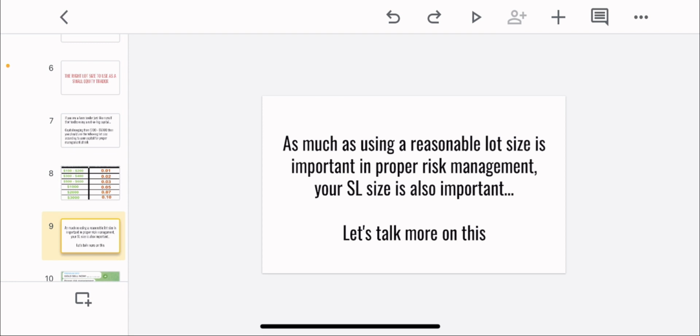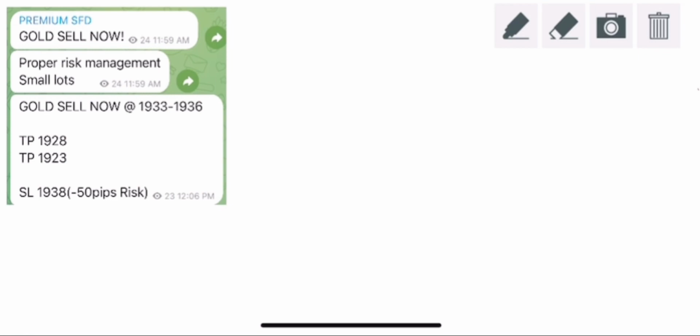As much as using a reasonable lot size is important in proper risk management, your SL size is also important. Let me show you the reason why I said your SL size is as important as your lot sizing. Let's go over to my whiteboard. As I told you, as much as you need to always use an appropriate lot size, it's important to also have a good stop loss size. SL means stop loss, so when I say SL, just know I'm talking about stop loss.